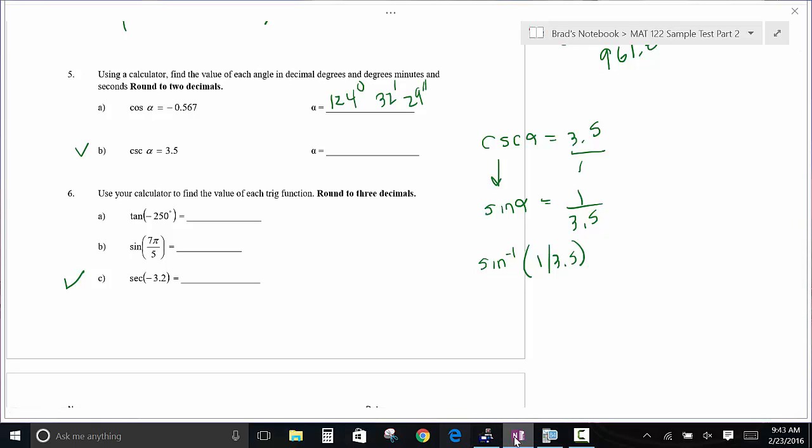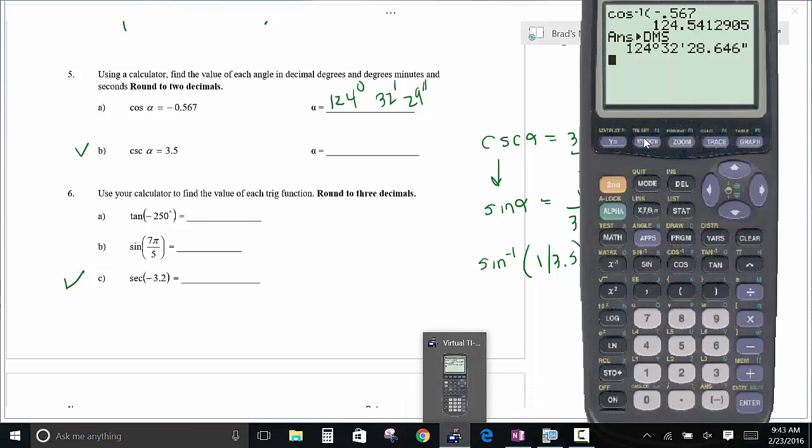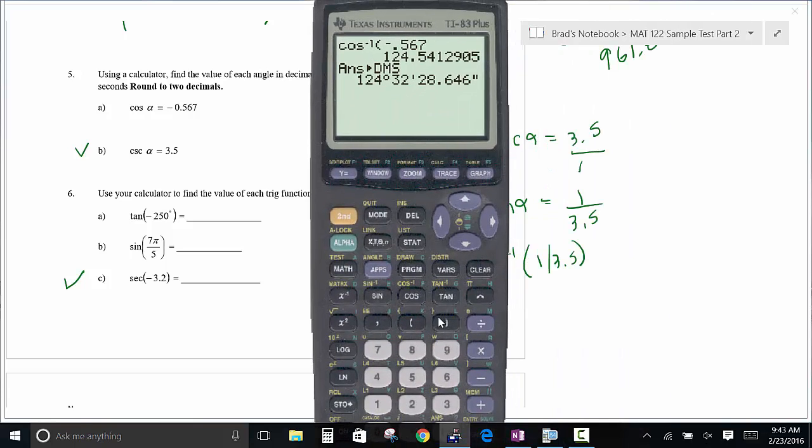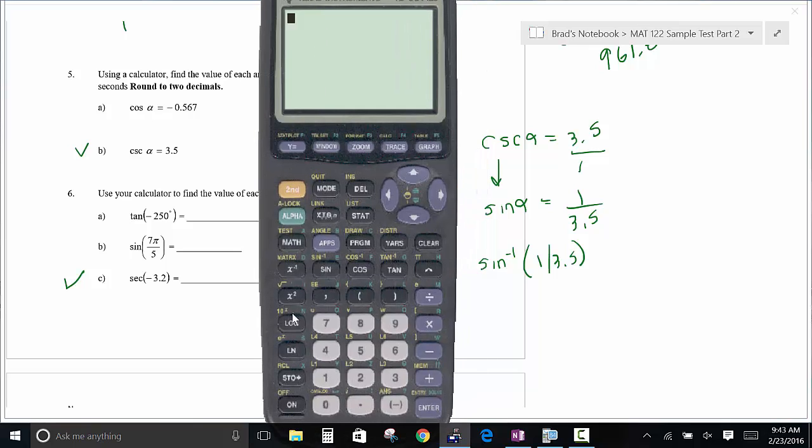Be sure that you study this one carefully because students a lot of times do this one totally wrong. So you got to go exactly like this. You want to be in degree mode again because I stated that I wanted the answers. Then you can just go inverse sine 1 over 3.5 like that. Okay, so that'll give 16.6. If I wanted that in degrees, minutes, seconds, you go second, apps, DMS, and then it'll give the answer like that. So that's 16 degrees, 36 minutes.